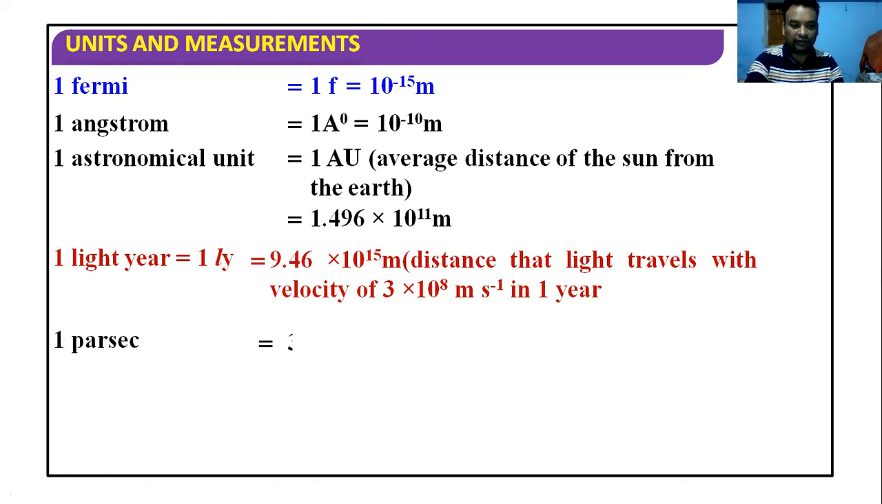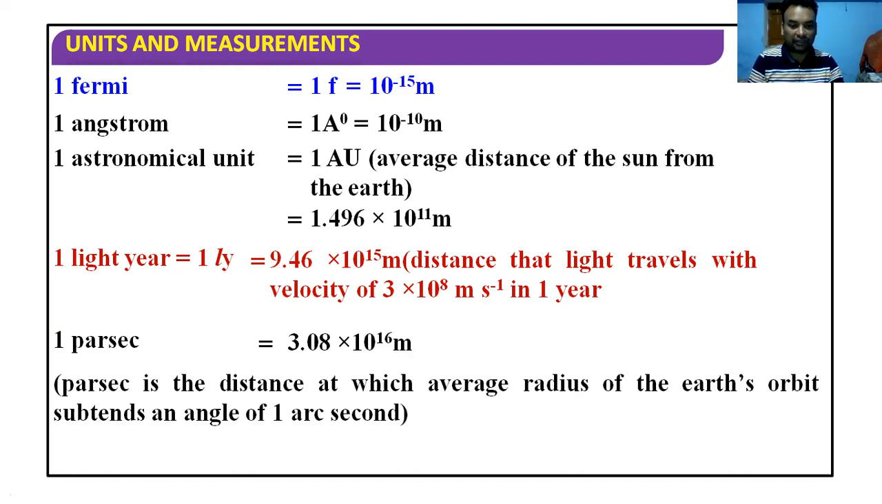Another term is 1 parsec. So what is 1 parsec? Now try to understand this 1 parsec. It is again a distance. How much distance is 1 parsec? 3.08 into 10 raised to the power 16 meter.